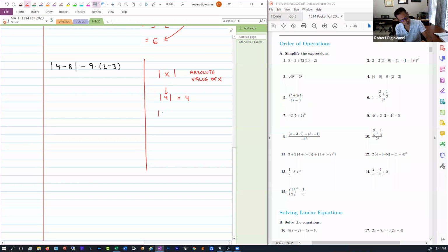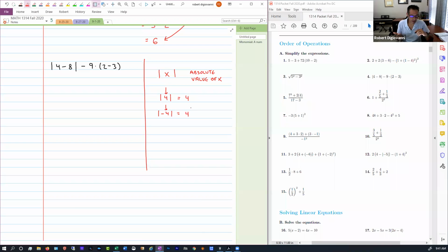If we have the absolute value of -4, then we look at the number inside, -4, and we say, oh, just make that a positive number. And that's your answer. So the answer would be +4. So it basically eliminates any negative signs. All right, that's all it does.